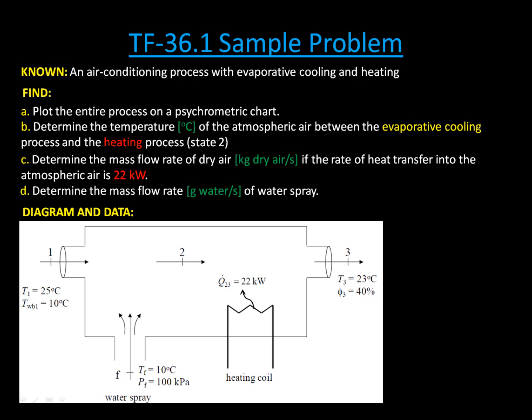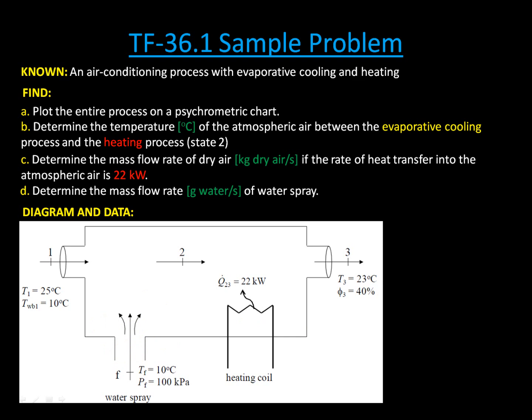It wants us to find the following things. It wants us to plot the entire process on a psychrometric chart. It wants us to determine the temperature at state 2 in degrees Celsius, determine the mass flow rate of dry air given a heat transfer rate. That's kind of a clue there on where you should be looking on the problem to solve, where it's easiest. And then determine the mass flow rate of the water spray being added in our evaporative cooling.